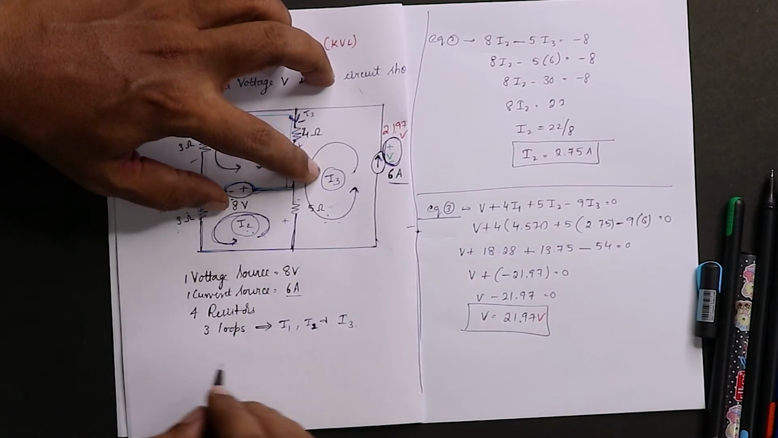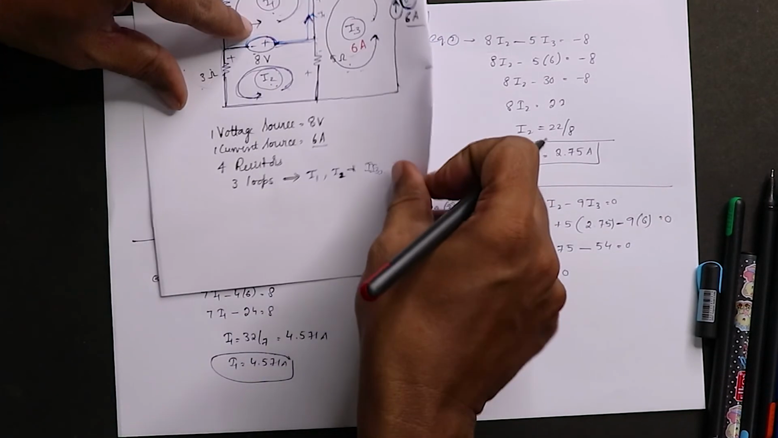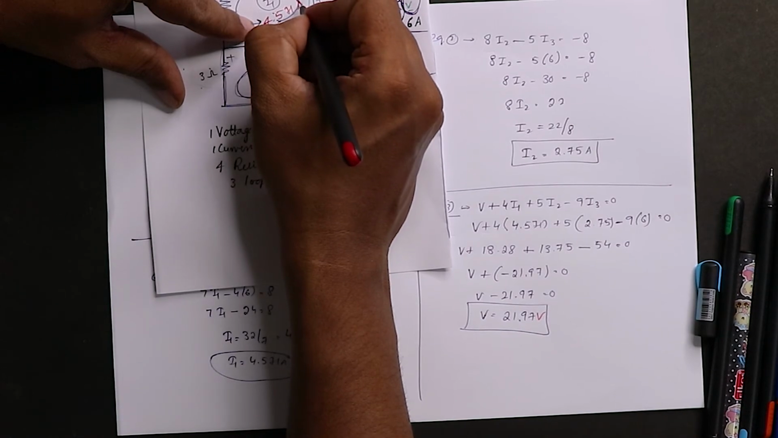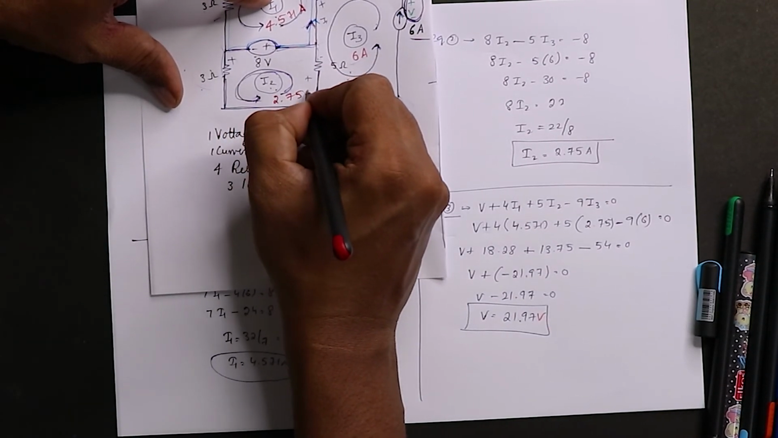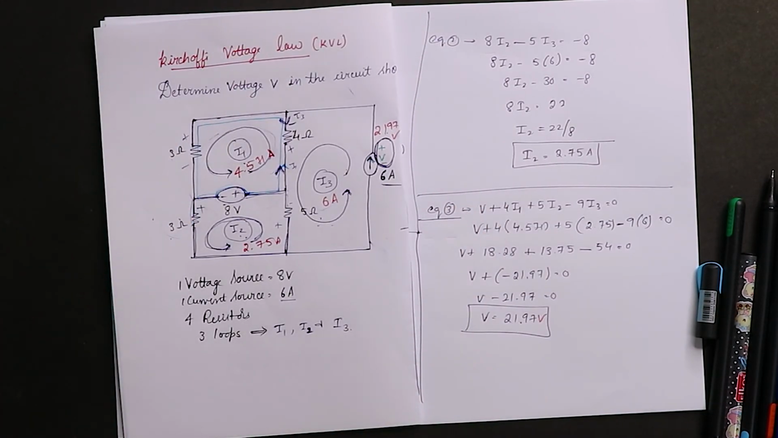And I3 is equal to 6 amps, which was given. I1 is equal to what we got here, 4.571 amps. I2 is equal to 2.75 amps. So this is how you have to solve the problems. And you have to find the currents and the voltage also.